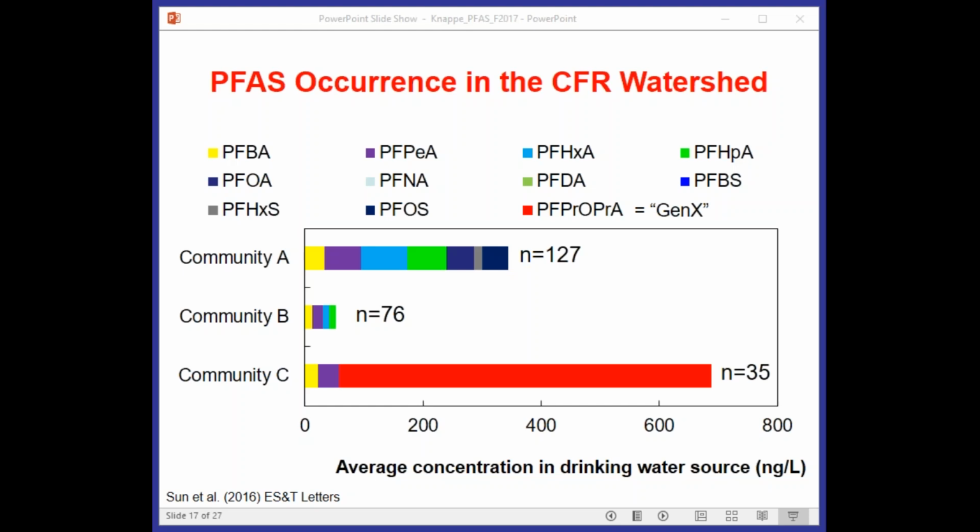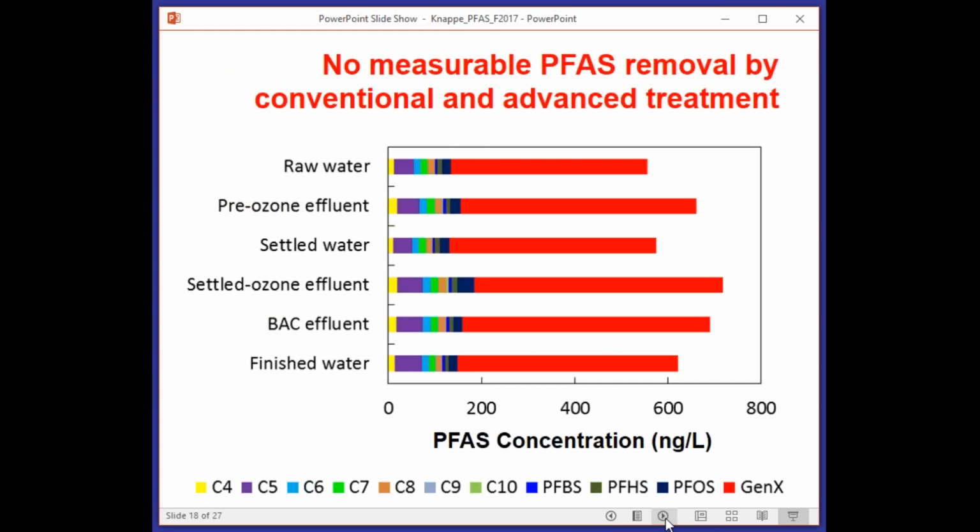In this particular case, the average concentration of Gen X for 35 samples was 630 nanograms per liter. The maximum concentration over this sampling period was 4,500 nanograms per liter. Next slide. This just shows the structure of Gen X.